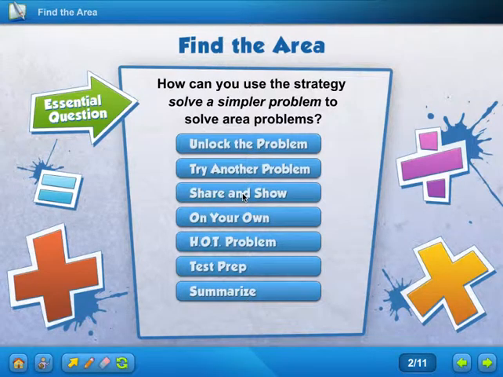Hi everyone, today we are finding area again. So we are on lesson 13.5 and the question says, how can you use this strategy, solve a simpler problem, to solve area problems? All right, let's get started.